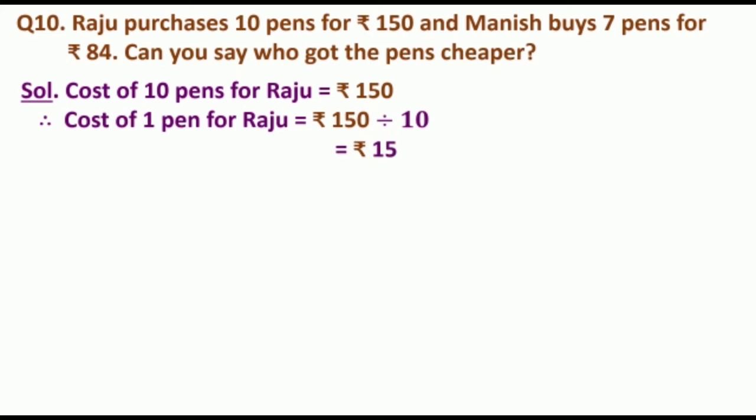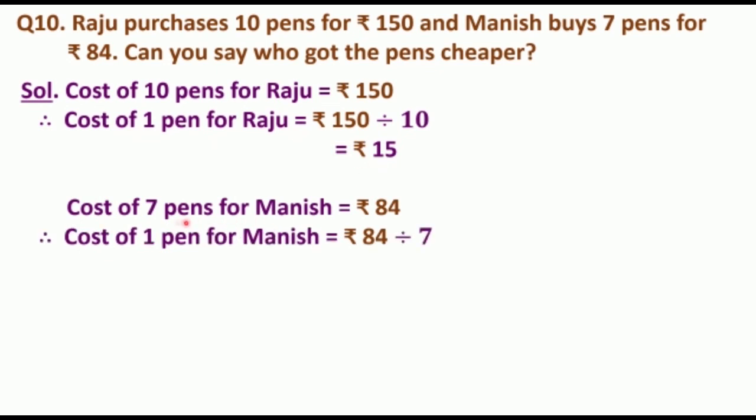So when we divide, we are getting here rupees 15. Okay. Cost of 1 pen for Raju will be rupees 15. Okay. Now we will find cost of 1 pen for Manish. Cost of 7 pens for Manish is given, that is rupees 84. Okay. Now we will find cost of 1 pen for Manish. That will be equal to rupees 84 divided by 7. We have to divide it by 7 because here 7 pens are there. Okay, so we have to divide it by 7.